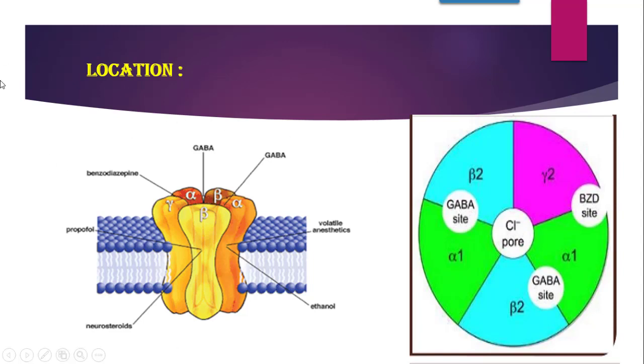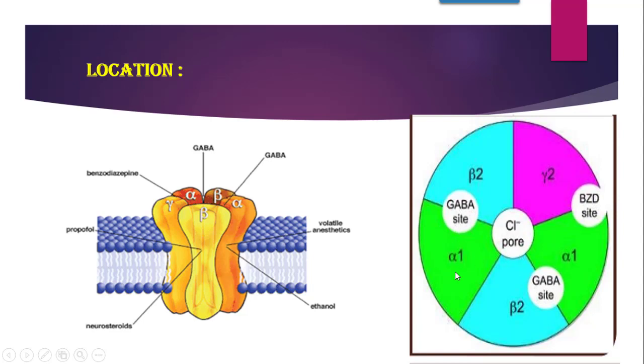See, this is the location for the various classes which we have just discussed. This is the structure basically. These are the 5 subunits of the GABA A receptor: 2 alpha, 2 beta and 1 gamma. These are the various sites, and this central pore is the chloride ion channel pore.